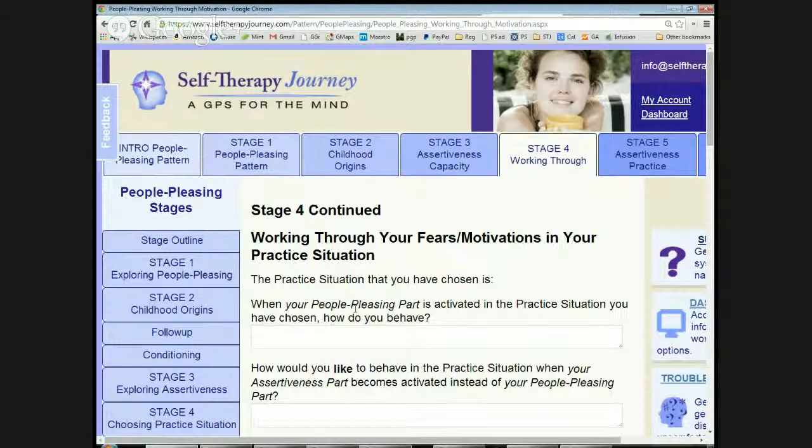And if you have another part activated, take a moment to be with that part too. And see if that part can also relax a little bit and allow you to be more in Self.